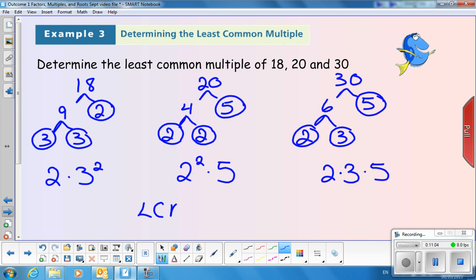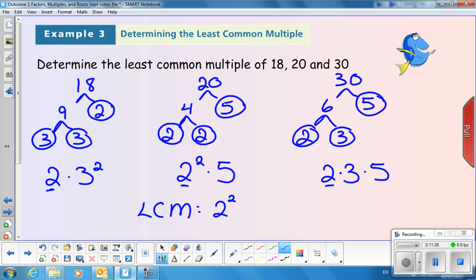When we are looking for the lowest common multiple, we are looking for the most of each factor that's present. So my first factor is 2. I have 2 of them here and only 1 here. So the most that appear are 2 factors of 2.